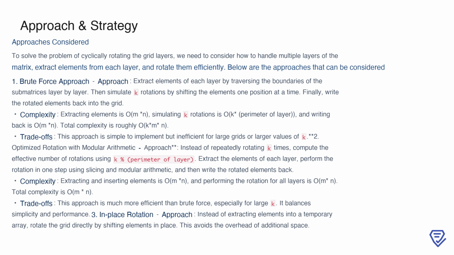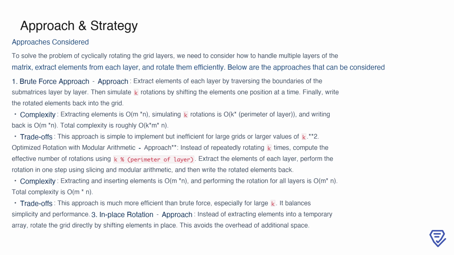To approach the problem of cyclically rotating a grid, we need to carefully consider how to deal with the multiple layers that make up the grid. Essentially, the grid can be thought of as a collection of concentric layers, and our goal is to rotate each layer independently. The first method that comes to mind is the brute force approach.